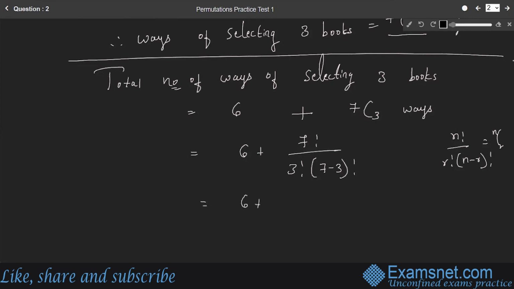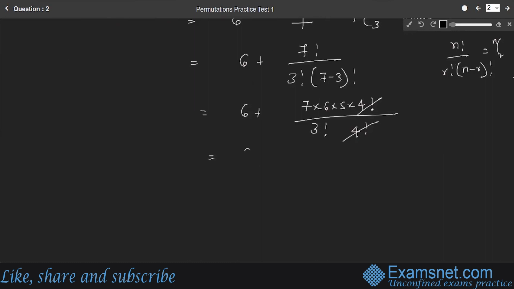Therefore, 6 plus factorial 7, which means 7 into 6 into 5 into 4 and it continues up to 1. We'll stop here at 4 factorial. Instead of writing 4 into 3 into 2 into 1, we are writing 4 factorial, divided by 3 factorial into 4 factorial. So you can cancel 4 factorial and 4 factorial. It becomes 6 plus 7 into 6 into 5 divided by 3 factorial, which is 6. So we can cancel 6 and 6. 7 into 5 is 35. So 35 plus 6 is 41, right?